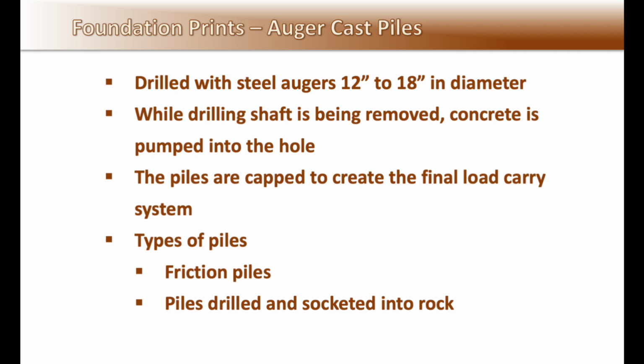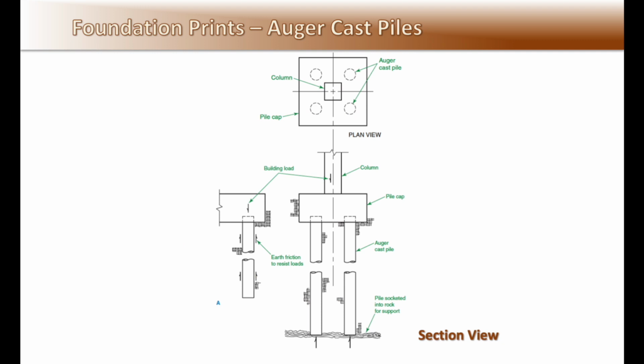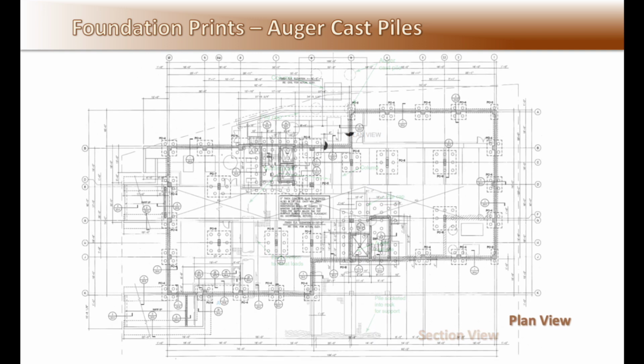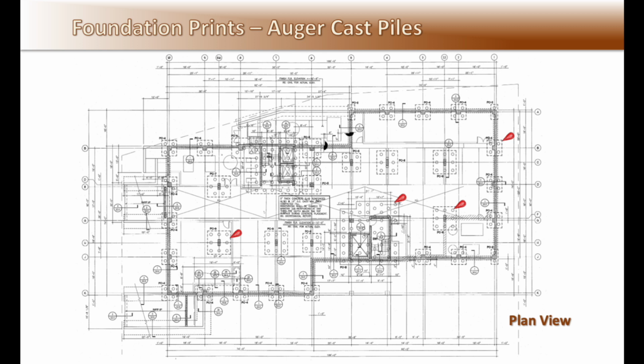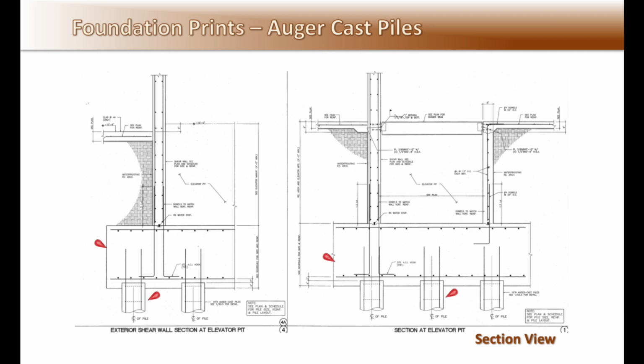The piles are capped with a concrete pile cap to create the final load carrying capacity. Typical types of piles are friction piles, held by the earth, or piles drilled and socketed into rock. Using the gateway tower drawings, here is an example of a foundation utilizing auger cast piling building support system. Note the pile caps with individual piles underneath. And here is an example of pile and cap section detail views.